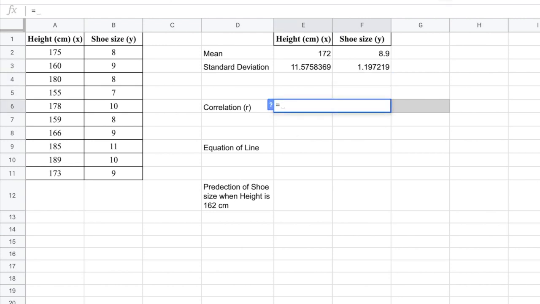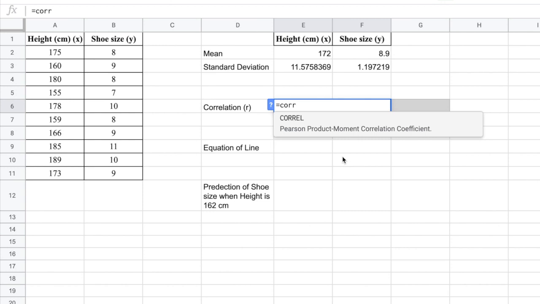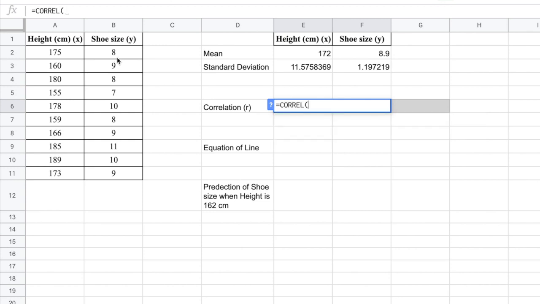So the next thing is I need my correlation, that's R. So very simple, just equals, you see CORREL, the Pearson product moment correlation coefficient, that's what we want. It's going to want Y and then X. So I choose my Y values, make sure I get all 10, comma, my X values here, make sure I get all 10, enter. There's my correlation. Don't forget they want Y and then X.